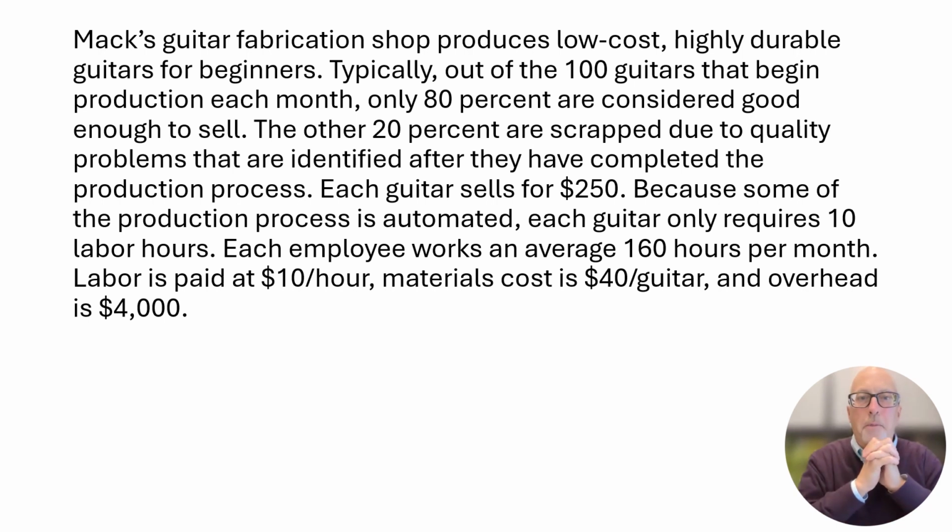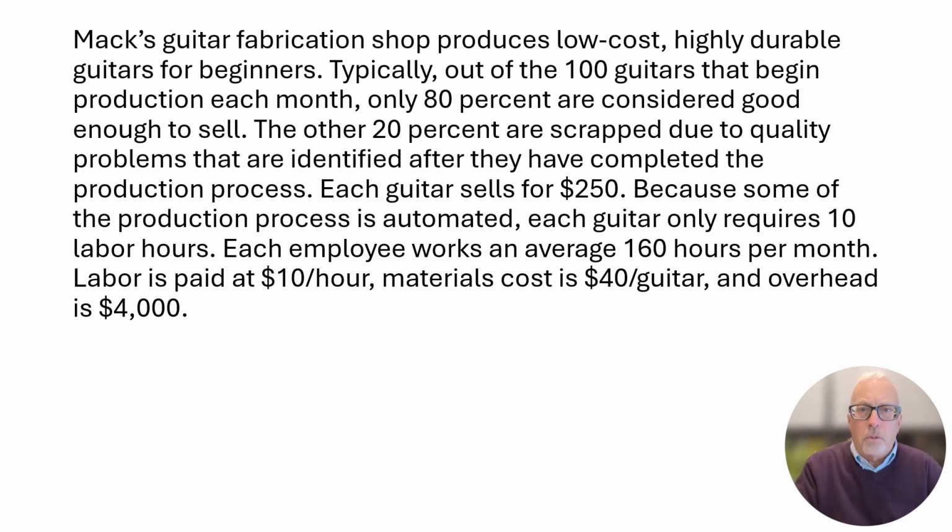So let's look at this problem out of the book. Max Guitars, we'll take a look at something a little more interesting. Typically out of 100 guitars that they build in production each month, only 80% are good enough to sell. The other 20% are scrapped. So now we know what our output is, 100 guitars, but only 80% of them are usable. So it's going to be 100 times 80%.